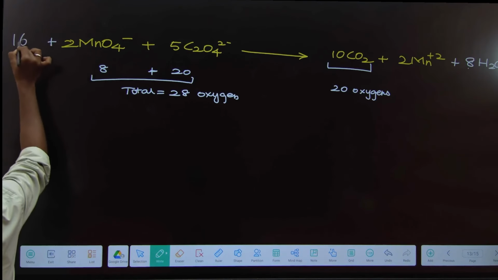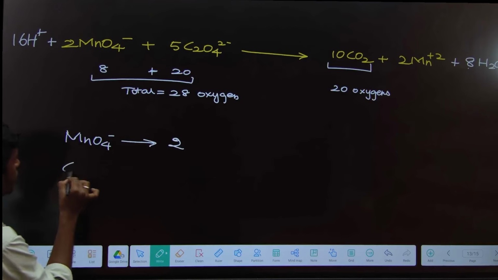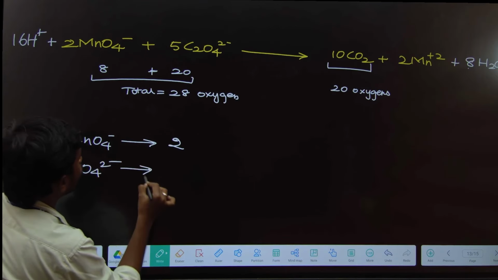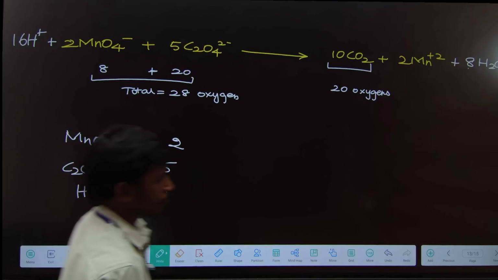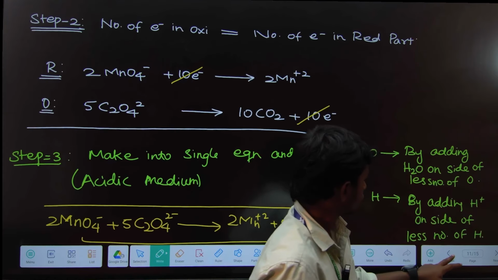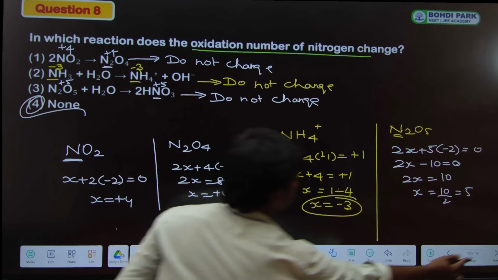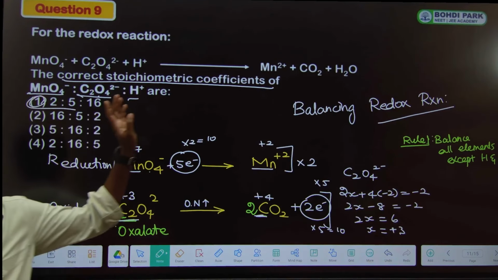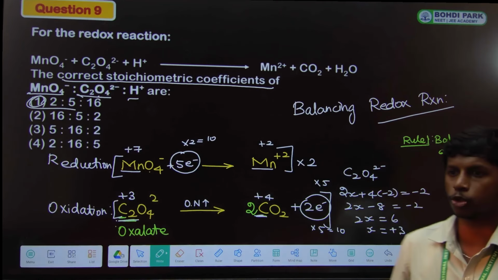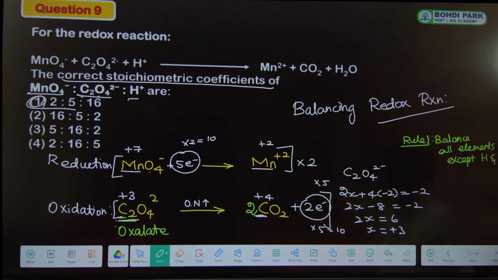We are asked to find the coefficient of MnO4 minus, C2O4 2 minus and H plus. MnO4 minus, the coefficient is 2. C2O4 2 minus, the coefficient is 5. For H plus, the coefficient is 16. This is our correct answer. Option A is our correct answer. Okay, clear? So hope you understand. This is a little bit long question, but you practice பண்ணீங்க ரொம்ப ஈஸியா மாறிடும்.